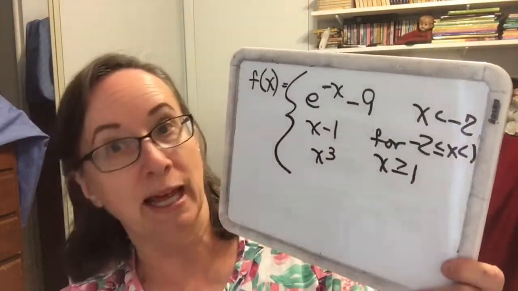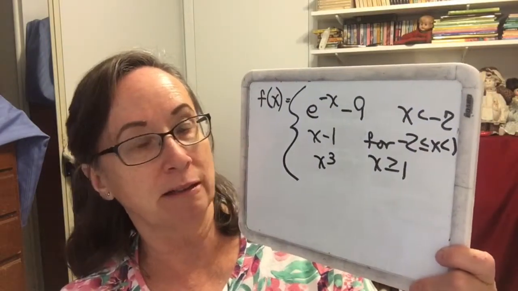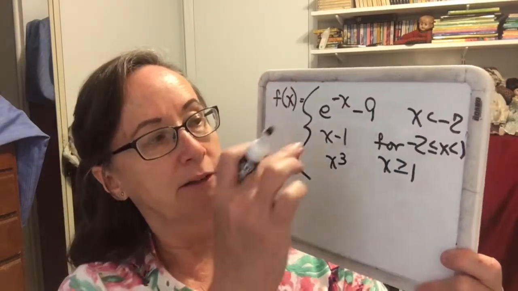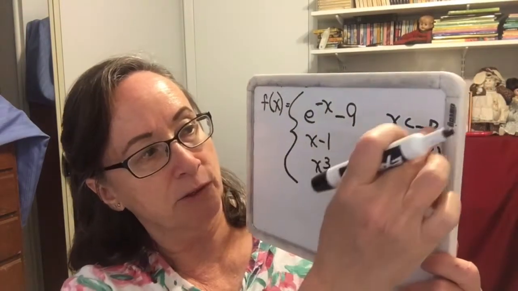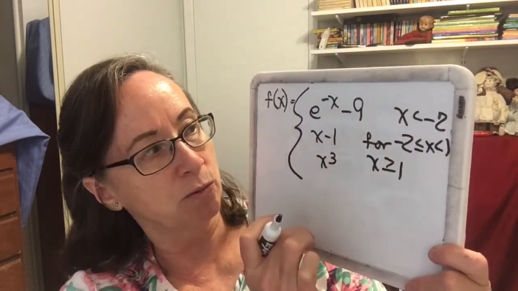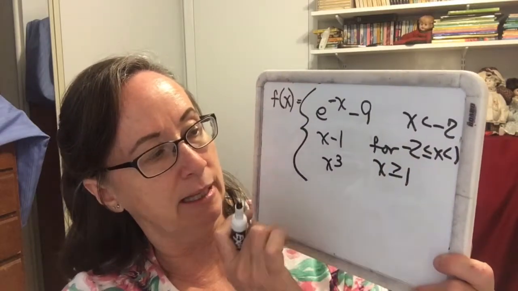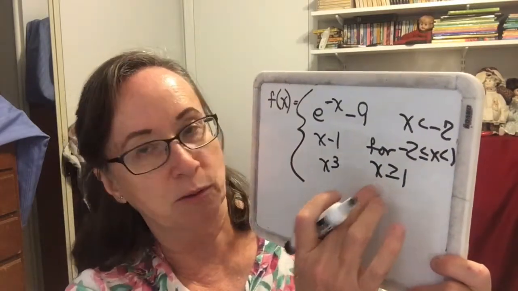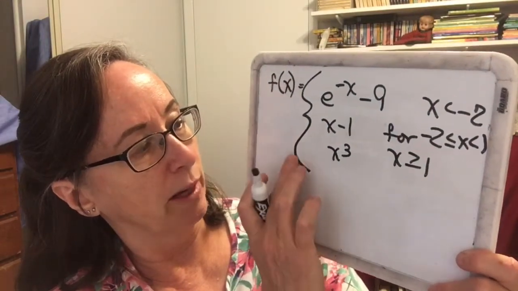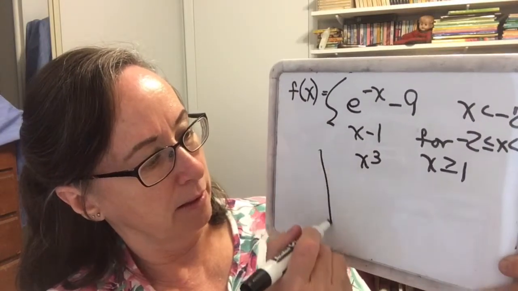All right, so you will have a piecewise function on your test, probably on your final, and so these are important. So we have the function described as this for x is less than -2, as x minus 1, which is linear between -2 and 1, and then as a cubic equation when x is greater than or equal to 1. So I'm going to go ahead and put my graph right here.